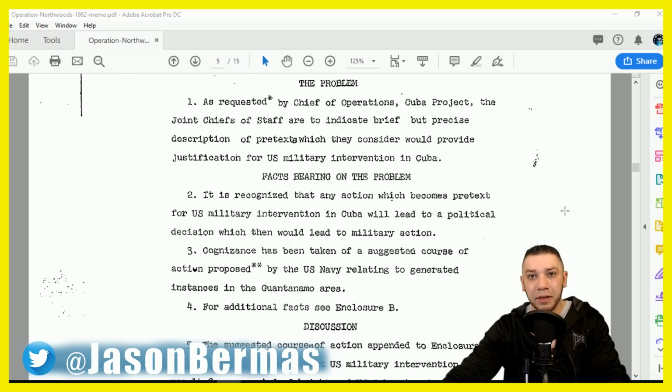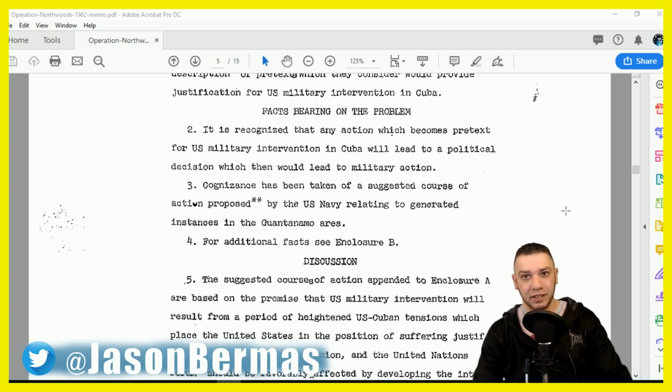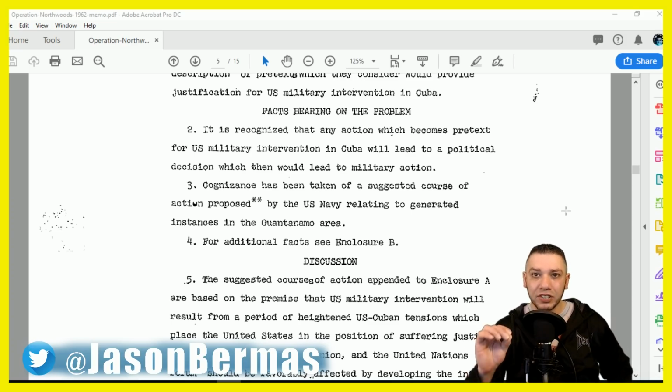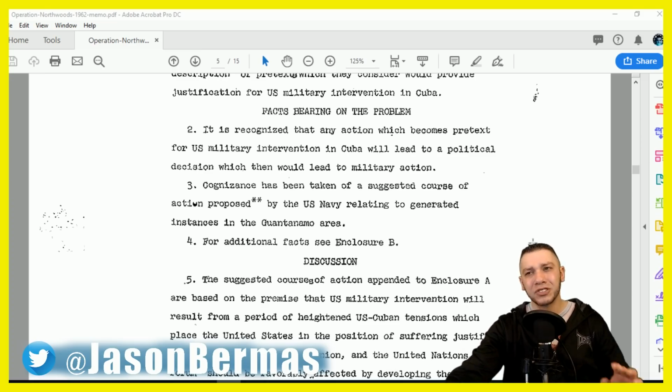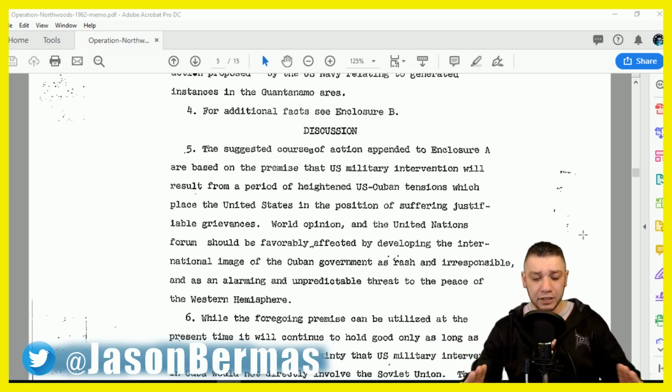Facts bearing on the problem. It is recognized that any action which becomes a pretext for U.S. military intervention in Cuba will lead to a political decision which would lead to military action. It's about military action. Cognizance has been taken of a suggested course of action proposed by the U.S. Navy relating to generated instances in the Guantanamo areas. For additional facts, see Enclosure B. Now, I'm not sure that even Enclosure B is disclosed or out there or part of this. It may be later down the line, but no one's saying that this is the full scope of the documentation, though. This is what's available.